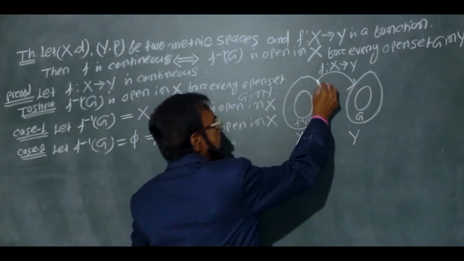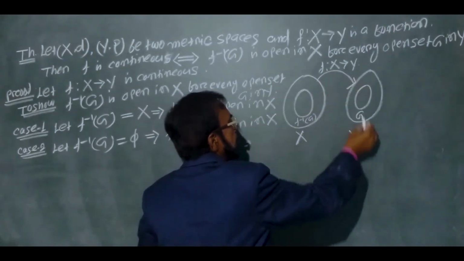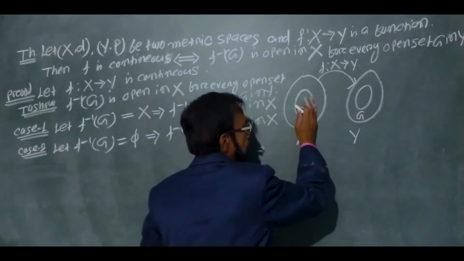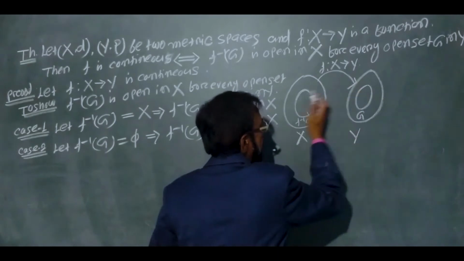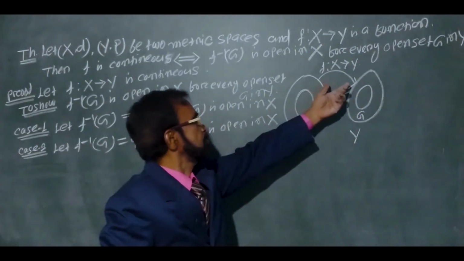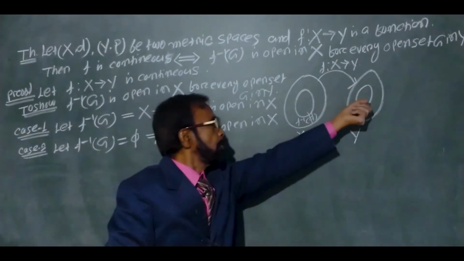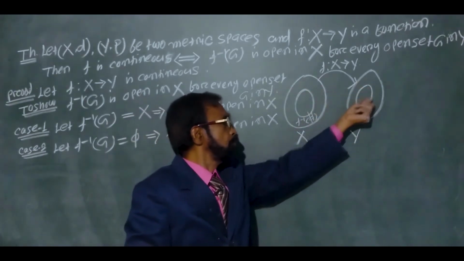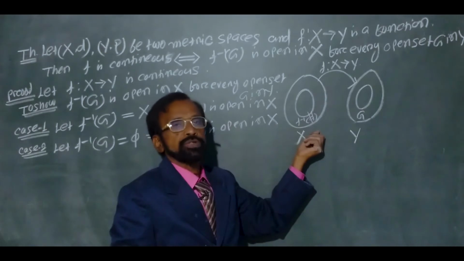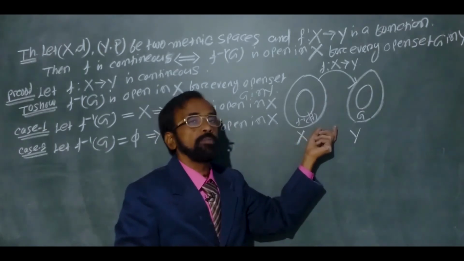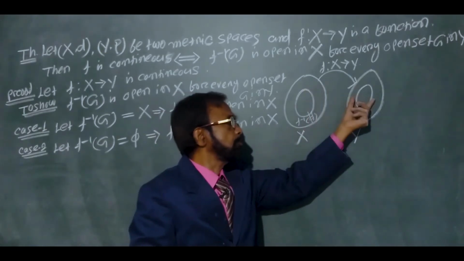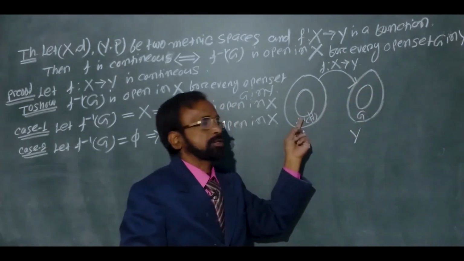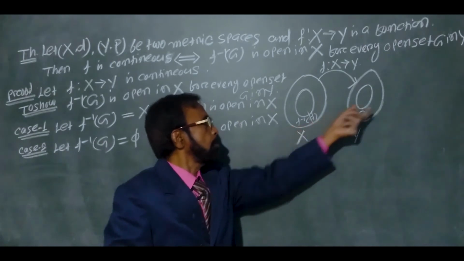That means X, Y are two metric spaces, f is a function from X to Y. f is continuous on X if and only if f inverse G is open in X for every open set G in Y. That means under the continuous function you pull back from open set to open set. Similarly, under the continuous function you pull back from closed set to closed set. This is known as the pullback theorem. If G is open in Y and f is continuous, then f inverse G is open in X. That means we pull back from open to open.